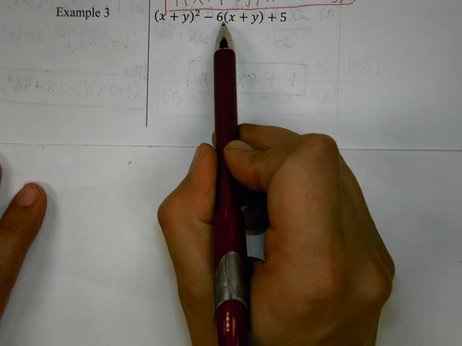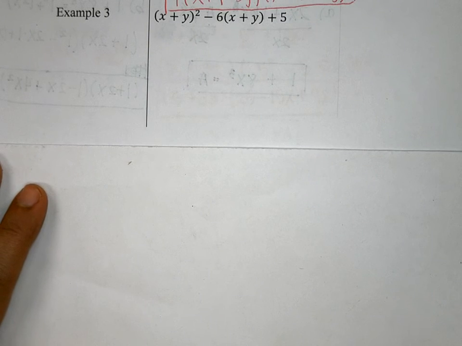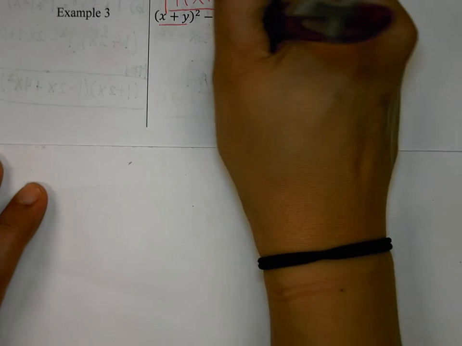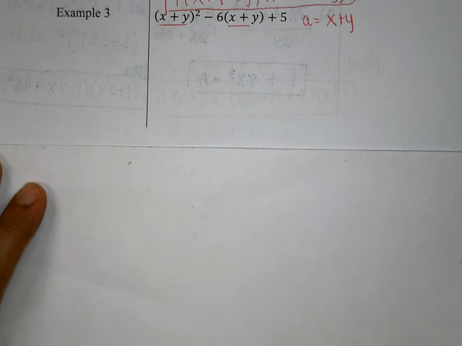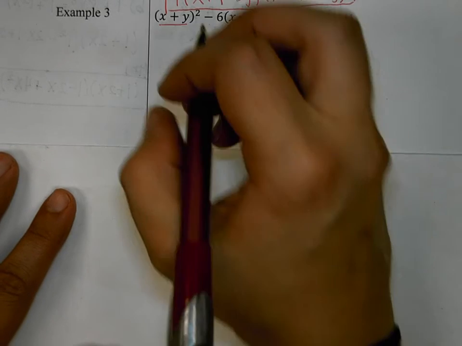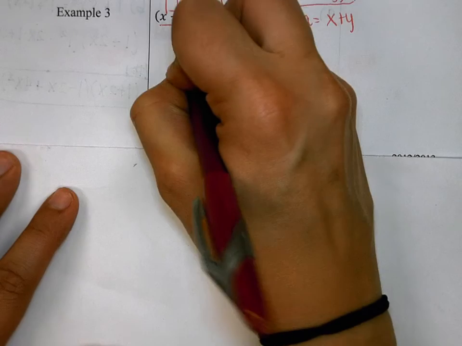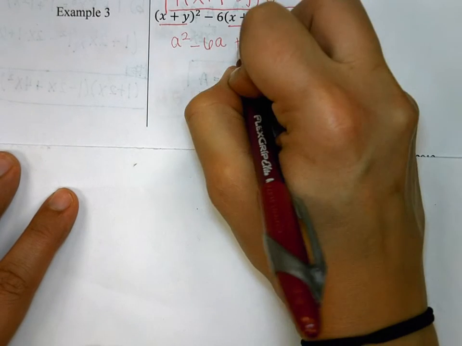Example 3, we have (x plus y) squared minus 6 times (x plus y) plus 5. My quantity here is going to be x plus y, so I'm going to let A equal x plus y. And everywhere I see x plus y, I'm going to plug in A. So this is going to be a squared minus 6a plus 5.